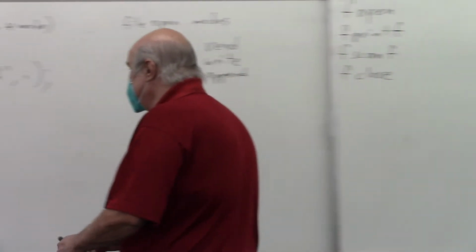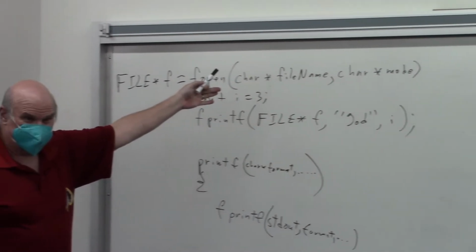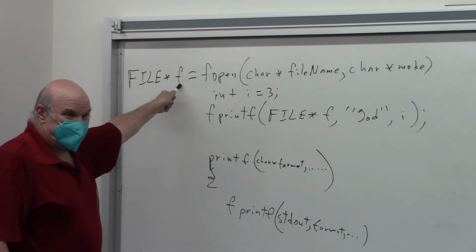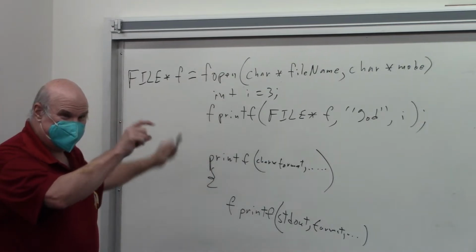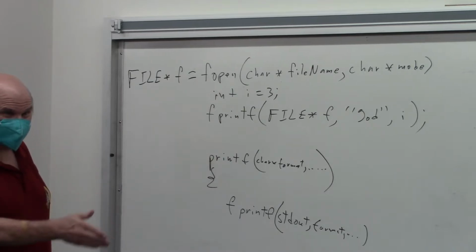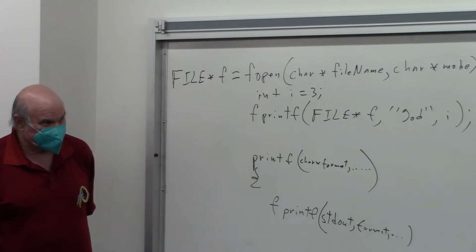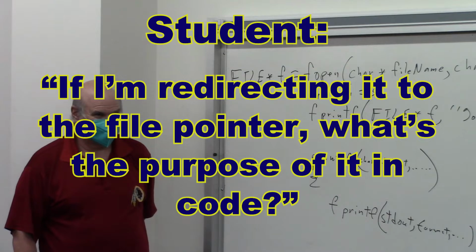So if you wanted to redirect standard error, what you would do is an fopen to whatever location you wanted to write it to. Suppose it's a disk file. You would get a file pointer, and then you would simply say stderr is equal to that file pointer. At that point, you have redirected stderr to wherever you have pointed that file. In your implicit homework, which I failed to write up there, try it. If I'm redirecting it to the file pointer, what's the purpose of the encode?